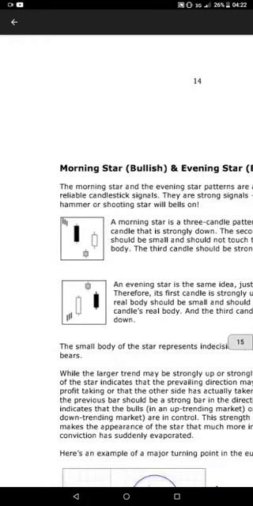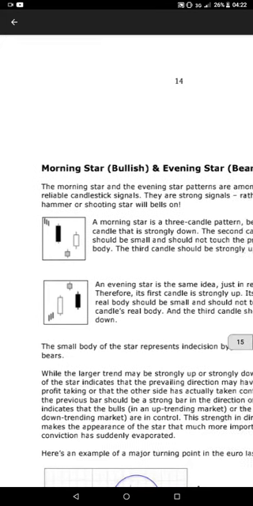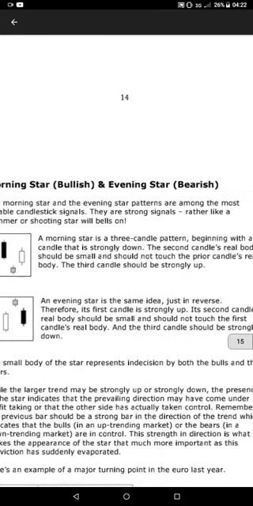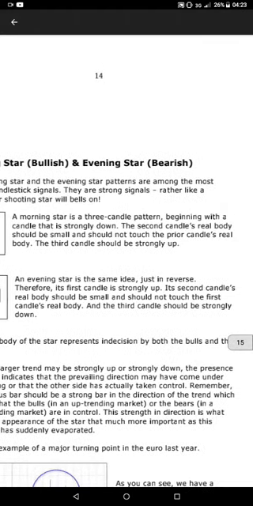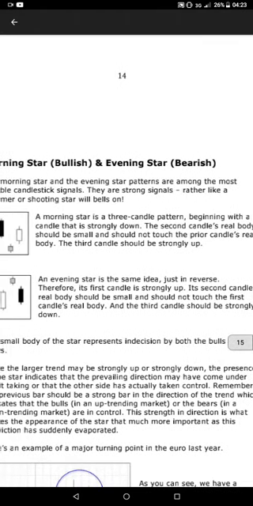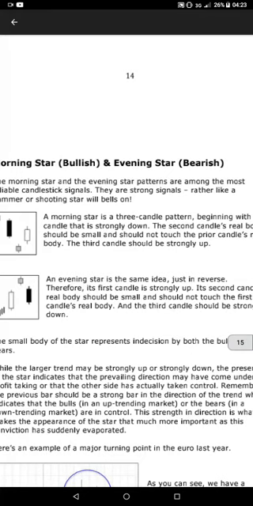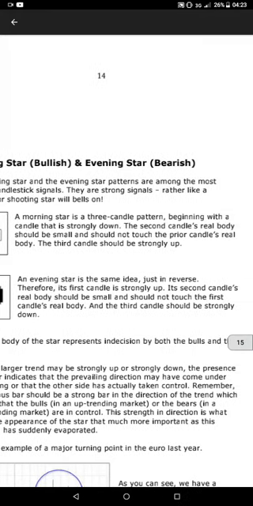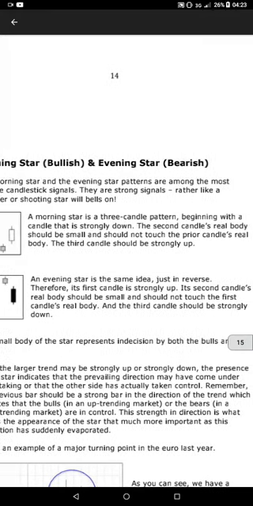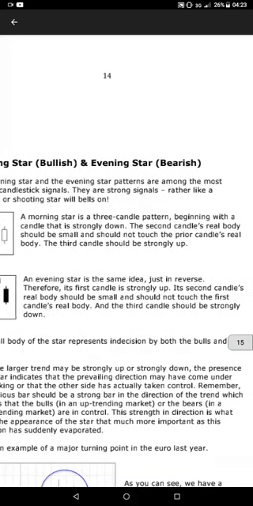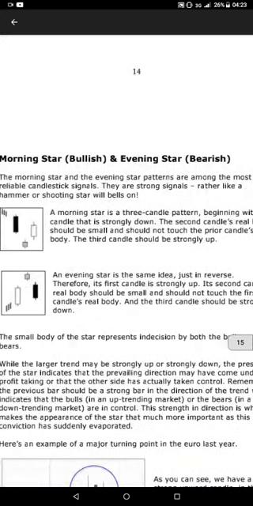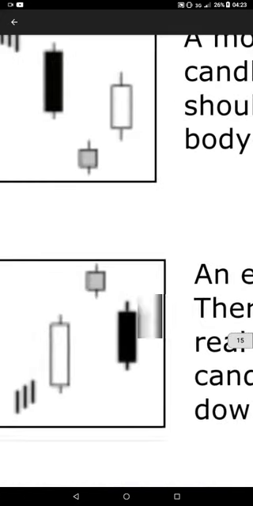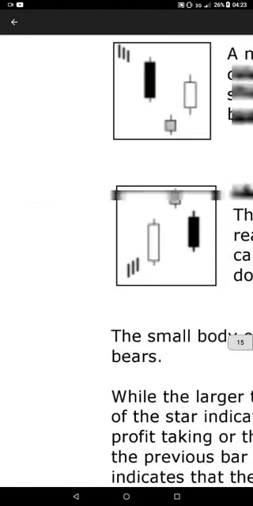Let's proceed, guys. An evening star is the same idea, just in reverse. Therefore, its first candle is strong up. Its second candle's real body should be small and should not touch the first candle's real body. And the third candle should be strongly down. This is what they're talking about, as you can see, guys.